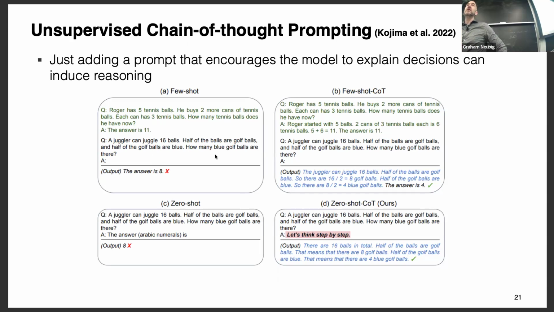Basically, they contrast few-shot learning, few-shot chain of thought, where you provide chain of thought examples, zero-shot prompting, and zero-shot chain of thought. What they do is add the phrase "let's think step by step" to the end of the prompt. That elicits the model to do chain of thought reasoning without any further examples of how that chain of thought reasoning works.